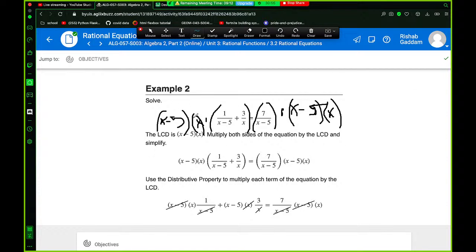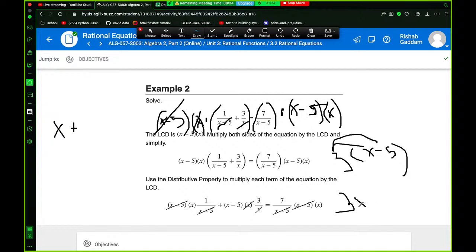So now you can distribute this, and you can cross this out for this one. Cross this out for this one. So now you have to multiply x minus 5 over here, and you have to multiply x over here. So you have x, because 1 times x is still x. So you have x plus 3 times x minus 5. Let's just do that over here really fast. So 3 times x minus 5, you can distribute this over here, and you get 3x minus 15.